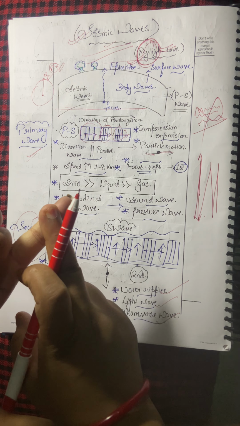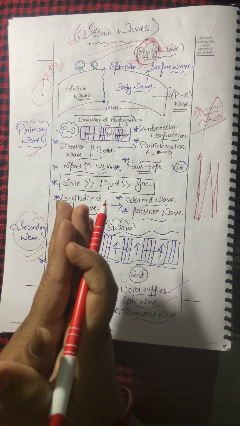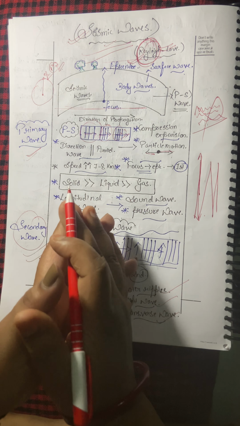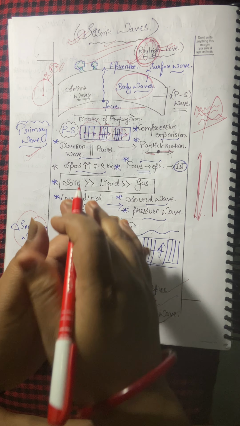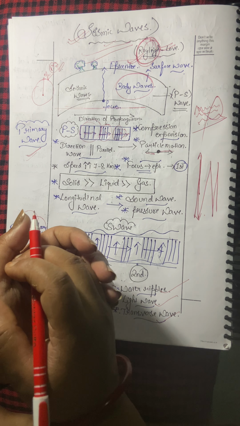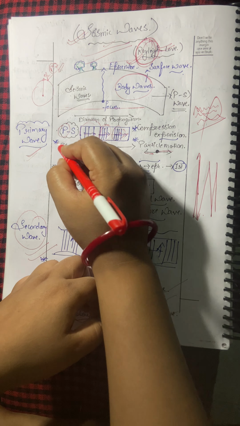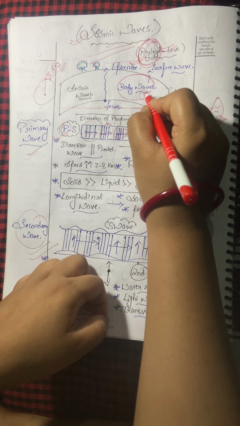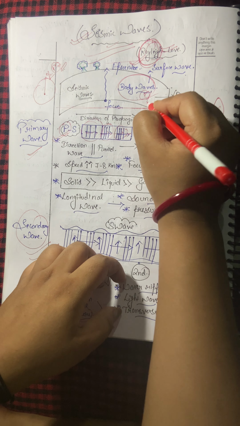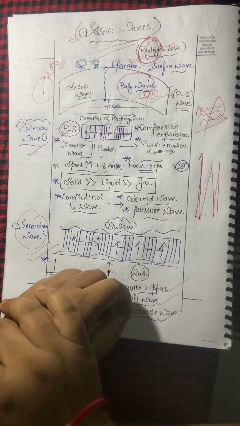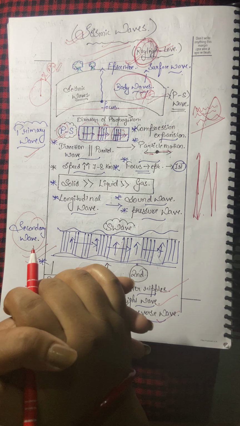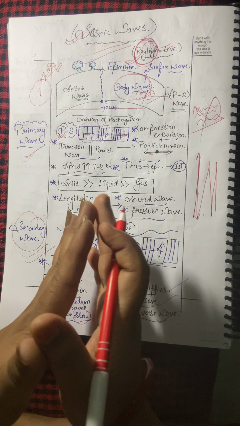The first one is body waves. These waves travel through the deep interior of the earth. This includes P waves, called primary waves, and S waves, called secondary waves. The second one is surface waves.